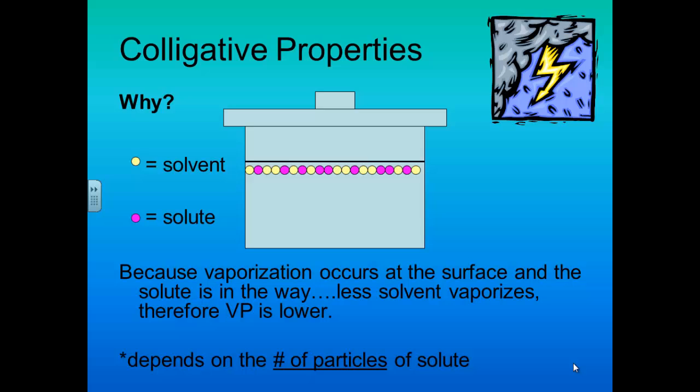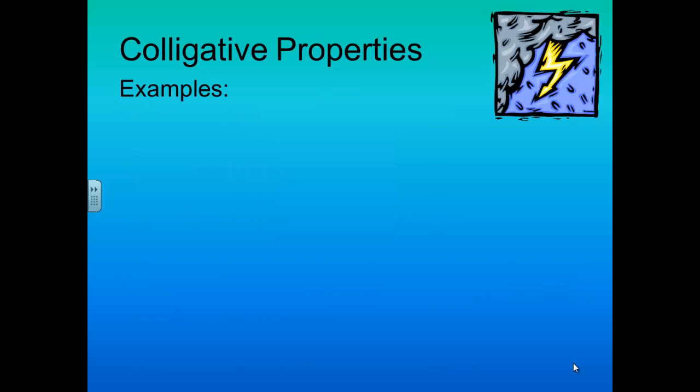So the more particles you have dissolved, the lower the vapor pressure will be. Speaking of how many particles are being dissolved, let's look at a few examples of things that could be a possible solute. And how would you decide which of those things is going to make more particles? Here's our first example. Table salt, sodium chloride.